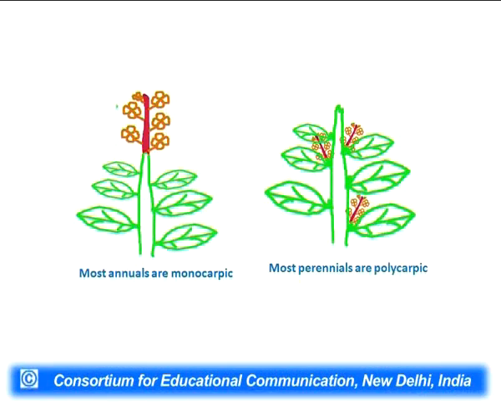Now, but they are not completely unrelated. If you look into nature, most annual plants are monocarpic, whereas most perennial plants are polycarpic. So now, what could be the reason why the annual plants are monocarpic, whereas perennial plants are polycarpic?